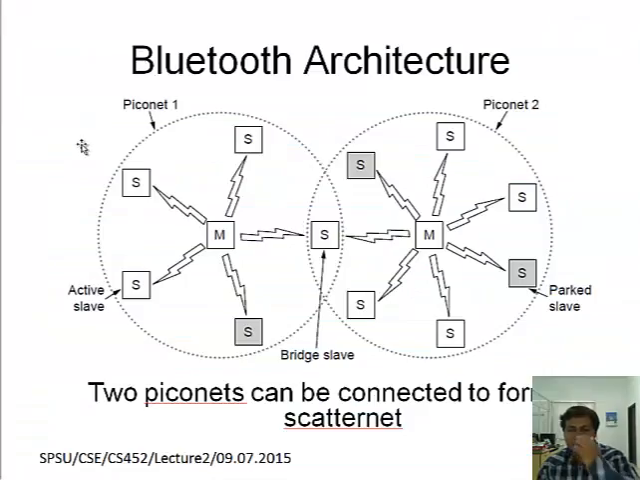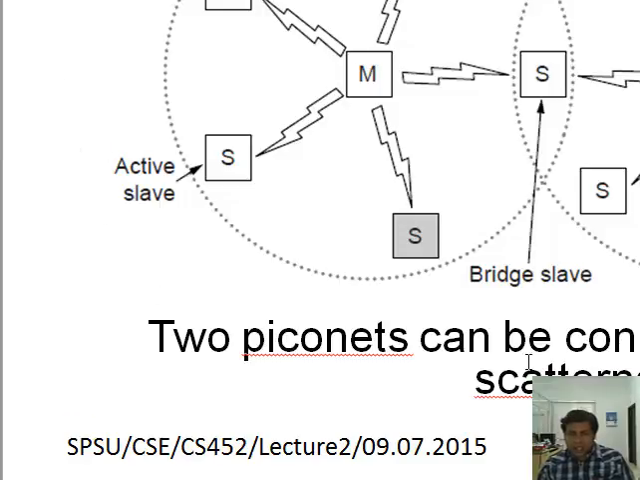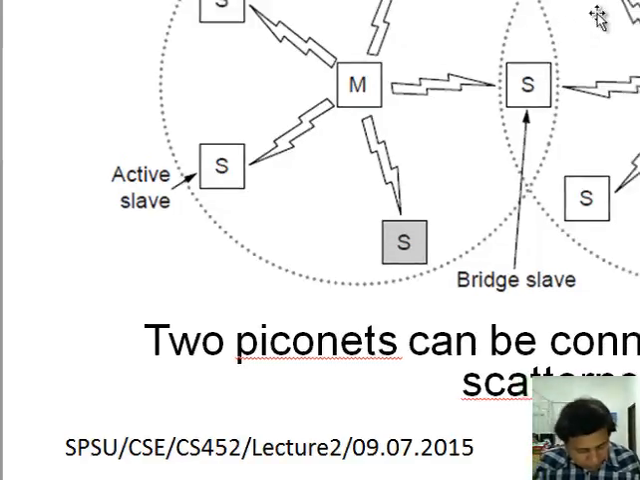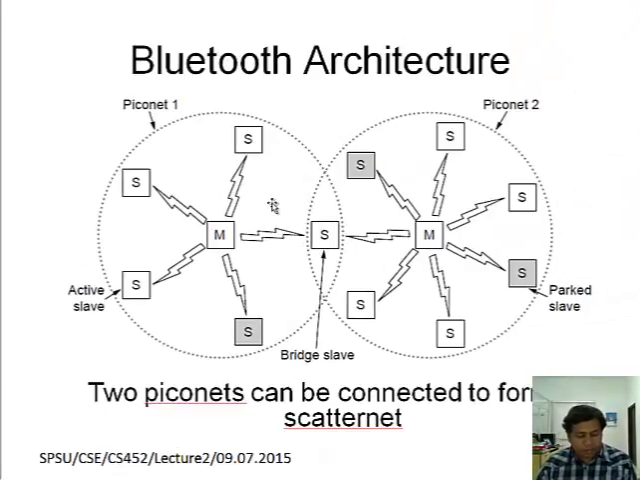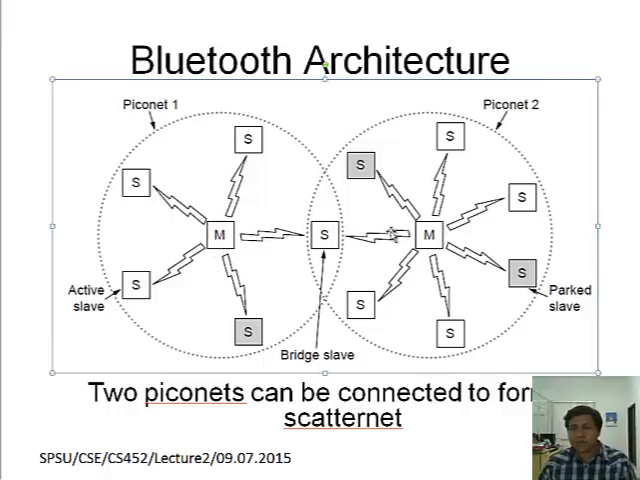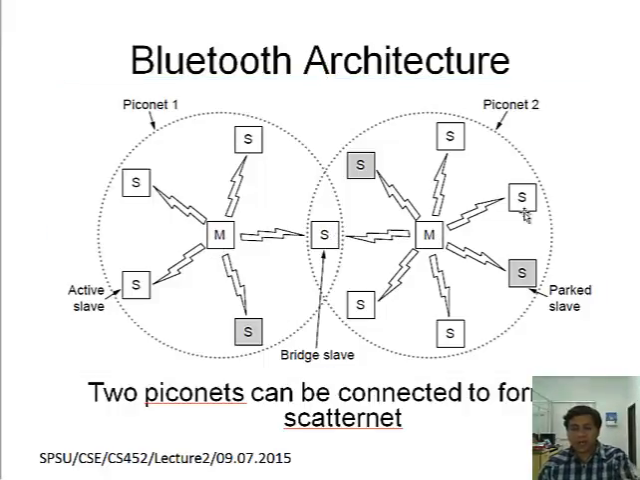Let's go back to the slide and see. Now in this case, this particular slave is creating connection with this master and this master. So this is called bridge slave, and such small piconets can be connected to give a scatternet. A piconet can have up to 8 stations. Beyond that, such small piconets can be connected and can create a scatternet. In that case, this master can talk to this particular master with this particular slave, which is called a bridge slave.